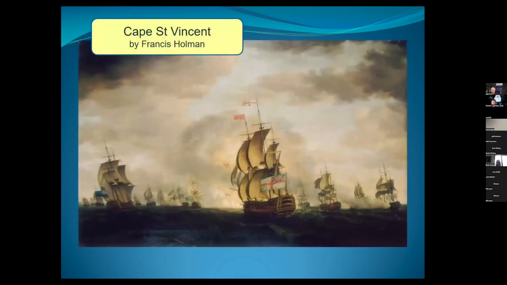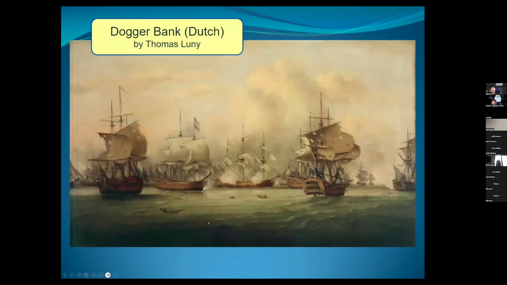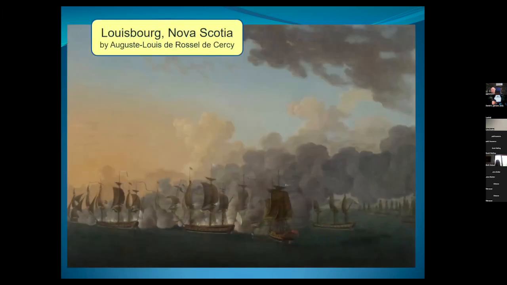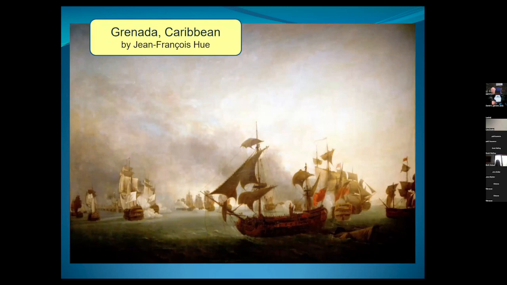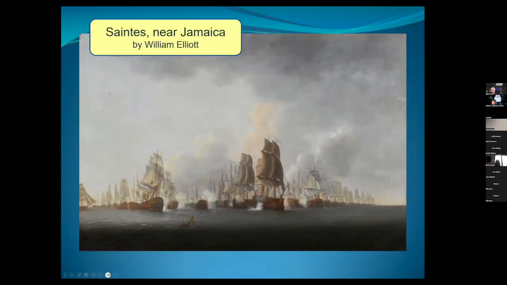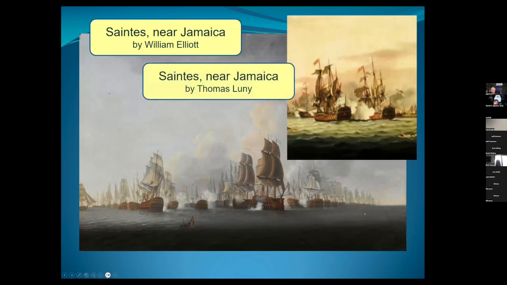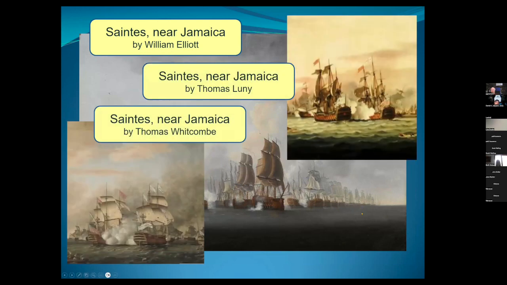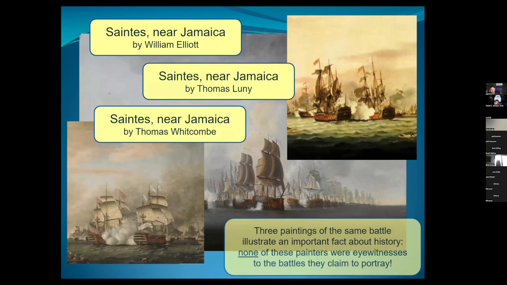And Francis Holman made a painting of a battle of Cape St. Vincent. This is one that happened in January that year. And Thomas Luny, a painting of a battle at Dogger Bank against the Dutch fleet. Another guy does a painting at Louisburg, and another one at Grenada, and another one at St. Actually, this was a big battle. William Elliot made a painting of it. Thomas Luny made a painting of it. Thomas Whitcomb made a painting of it.